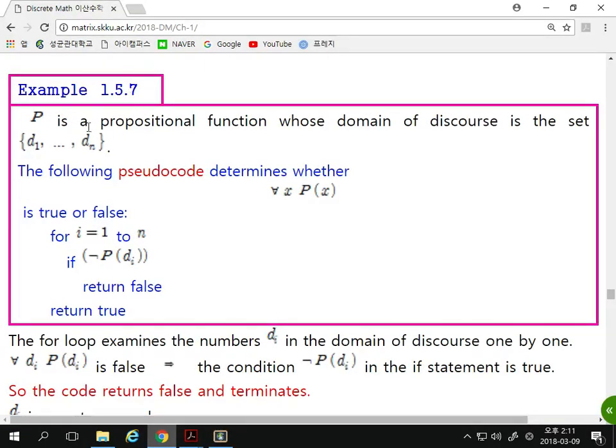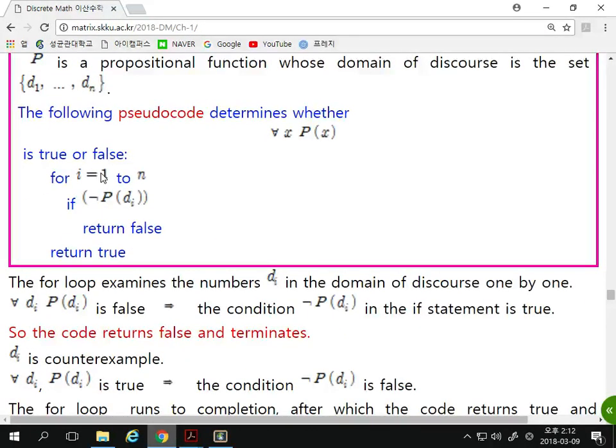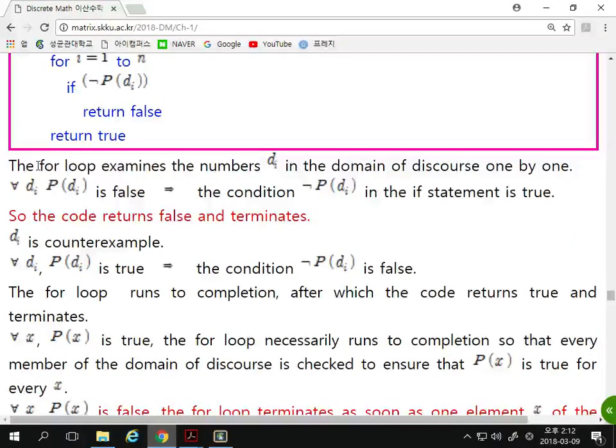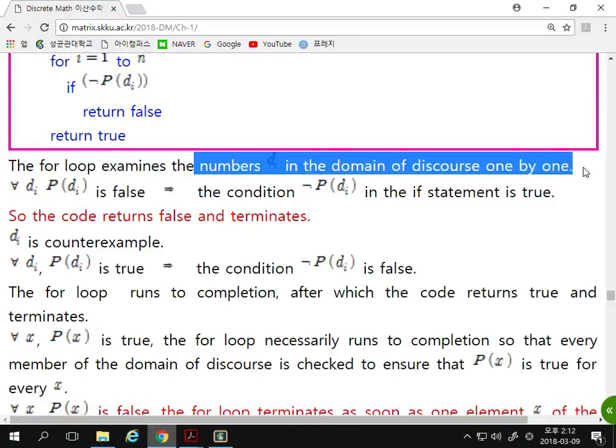Example 7. If P is a propositional function whose domain of discourse is the set D_i, then the following pseudocode determines whether this statement is true or false. It checks i from 1 to n, whether P of d_i holds, and checks the negation of P of d_i. If the negation of P of d_i is true, then it terminates. So this for loop examines the numbers d_i in the domain of discourse one by one.